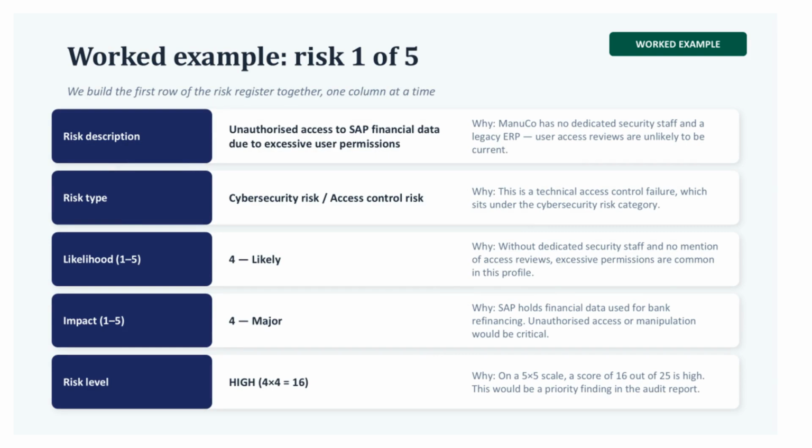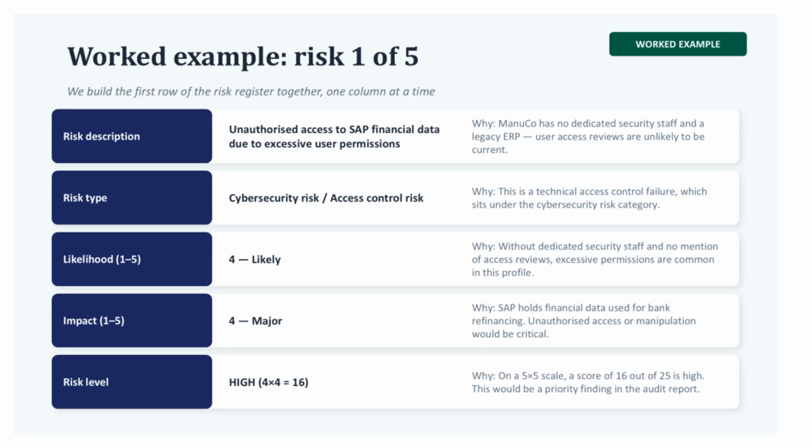So now let's look at the reasoning. Here is a worked example of 1 out of 5 risks. My risk description is unauthorized access to SAP financial data due to excessive user permissions. Notice the structure here. What would happen? Unauthorized access. To what? SAP financial data. Because of what? Excessive permissions. This is a professional format. We do not use vague descriptions like security issues or access problems. It cannot drive remediation. No one knows what to fix.